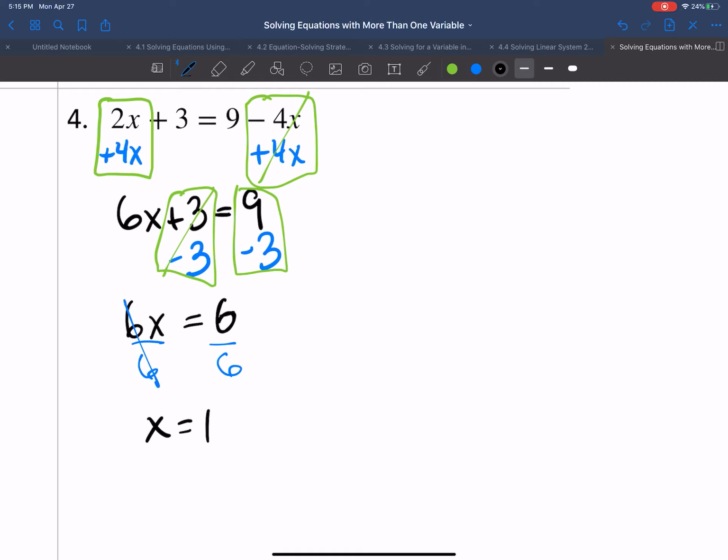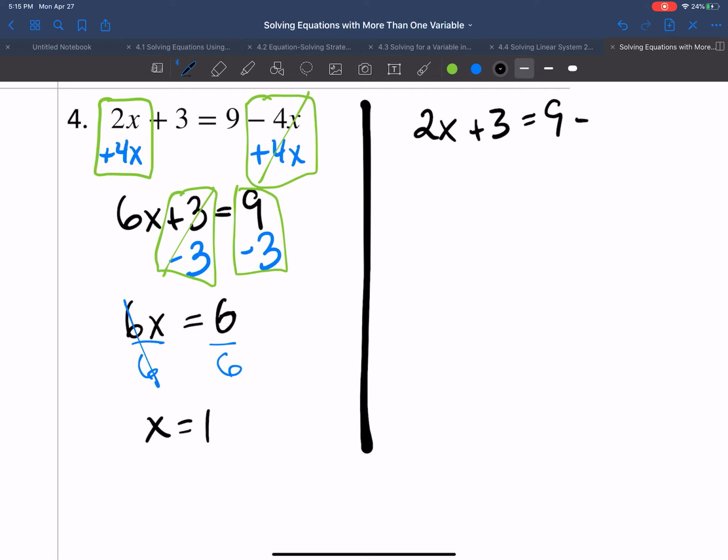Okay, and again, just to show you that it doesn't matter which way you go, let's try the other way and see if we get the same answer. So instead of adding 4x to eliminate the negative 4x, I'm going to get rid of this 2x and move all my variables to the right side. Which means I need to subtract 2x and subtract 2x.